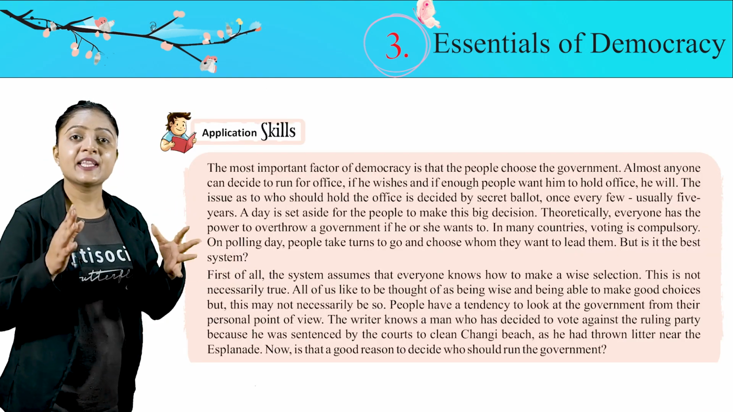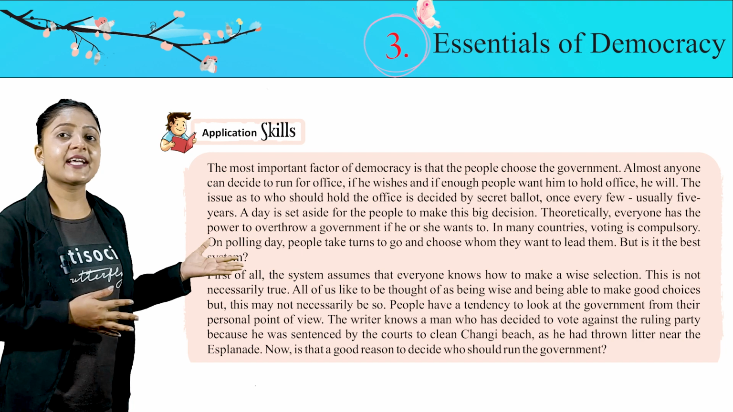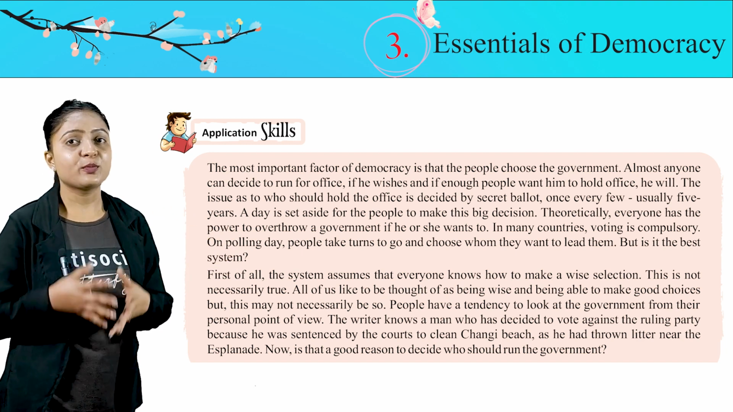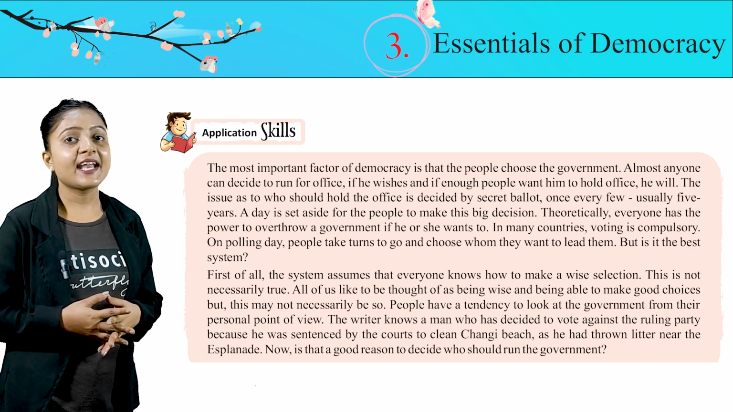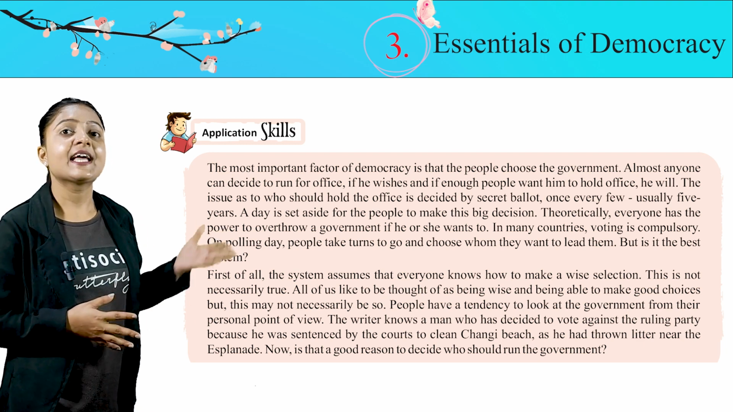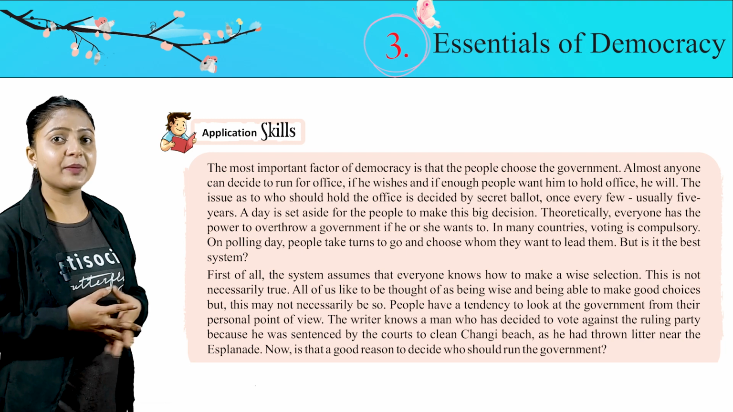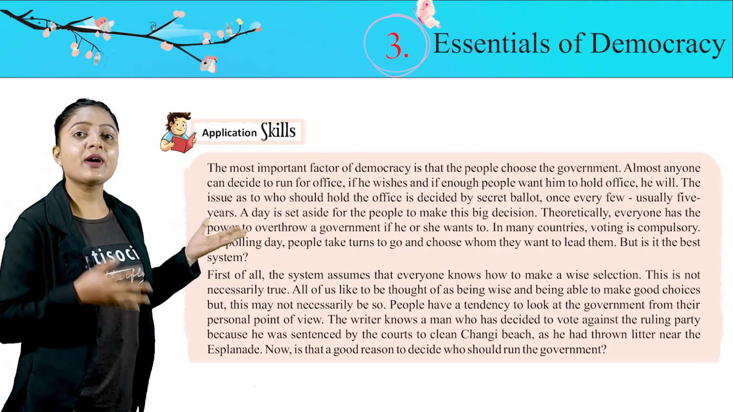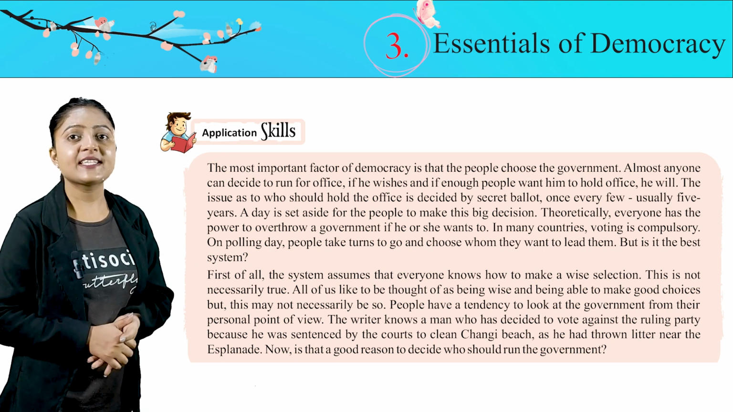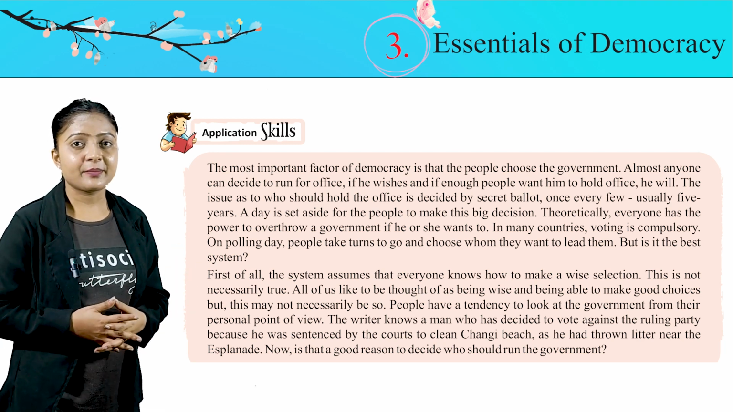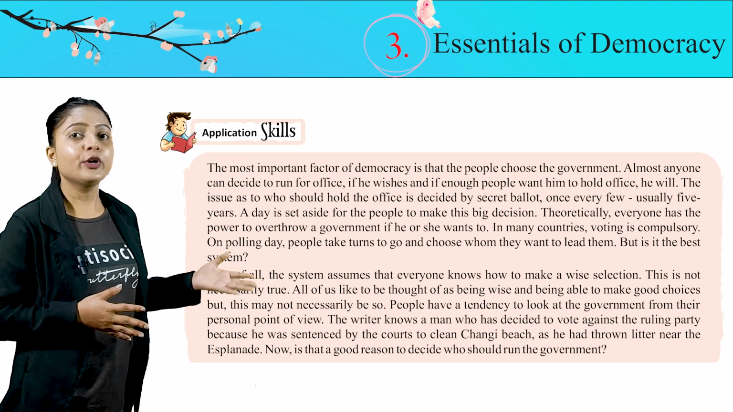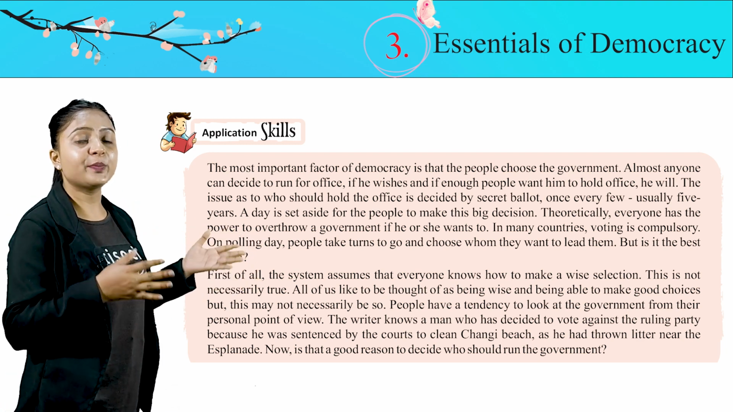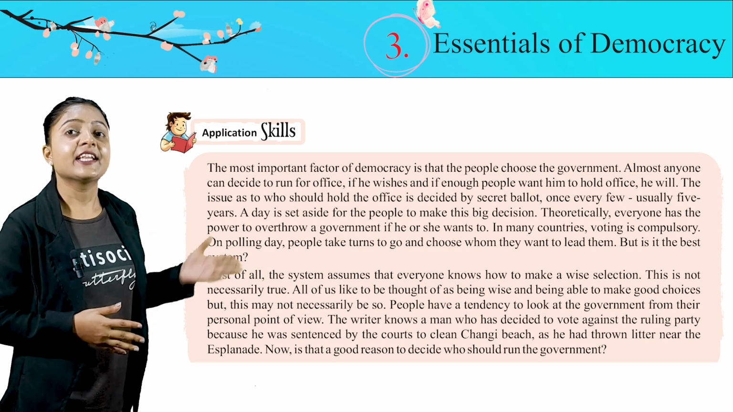Application skills. The most important factor of democracy is that the people choose the government. Almost anyone can decide to run for office. If he wishes and if enough people want him to hold office, he will. The issue as to who should hold the office is decided by secret ballot once every few, usually 5, years. A day is set aside for the people to make this big decision.